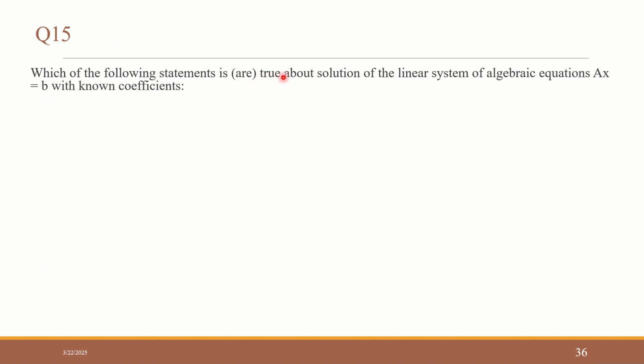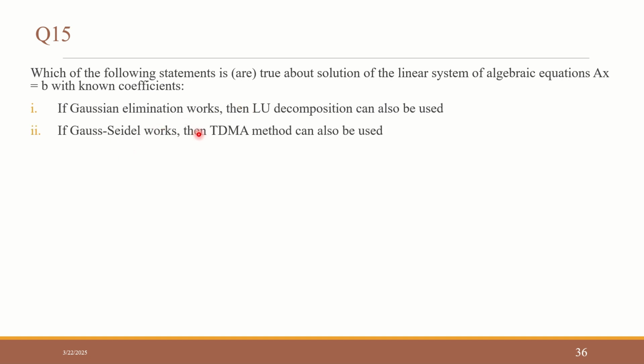Which of the following statements is true about the solution of the linear system of algebraic equations Ax = b with known coefficients? First, if Gaussian elimination works, LU decomposition can also be used. Second, if Gauss-Seidel works, TDMA method can also be used. So this is a simple statement actually. We are asked to identify which of the following statements are true about solving linear algebraic equations.